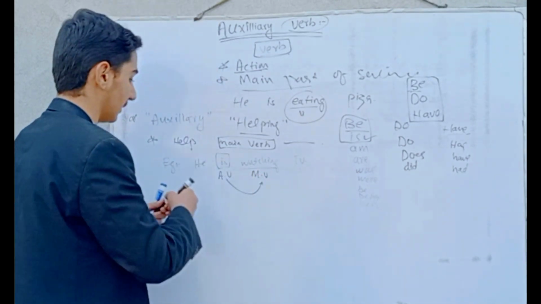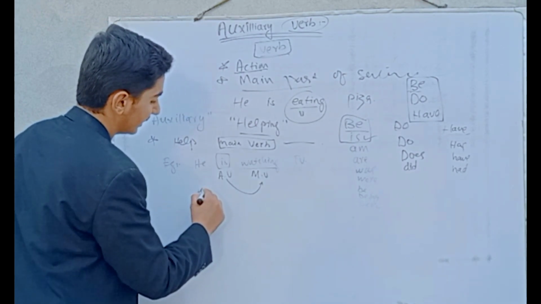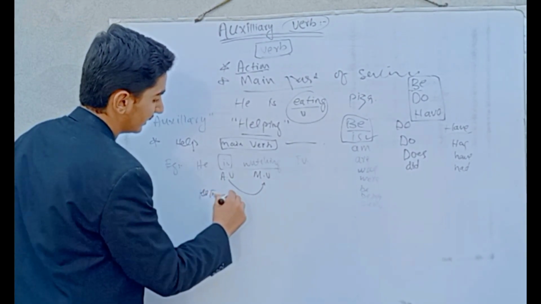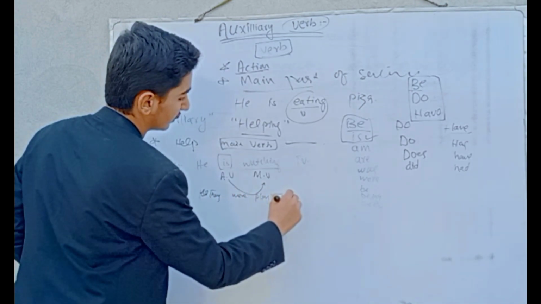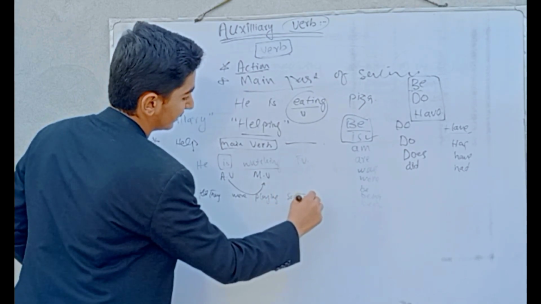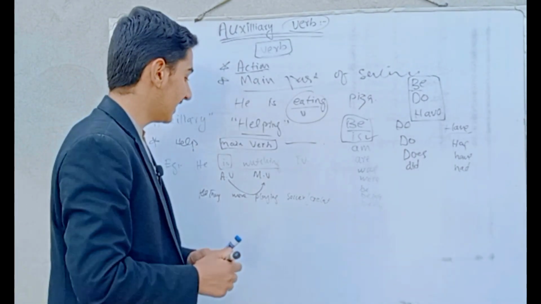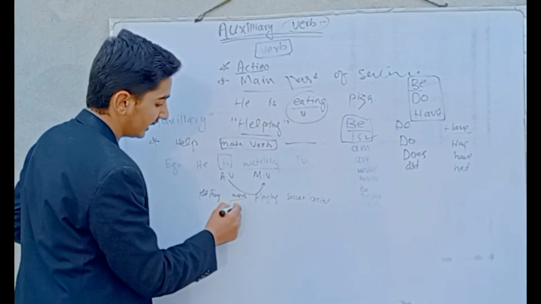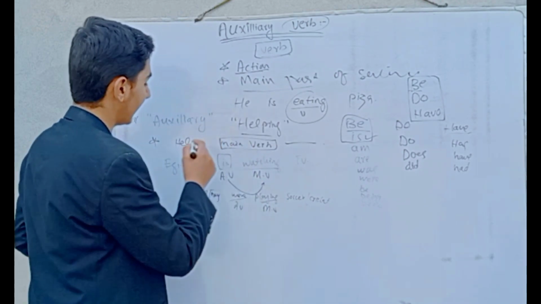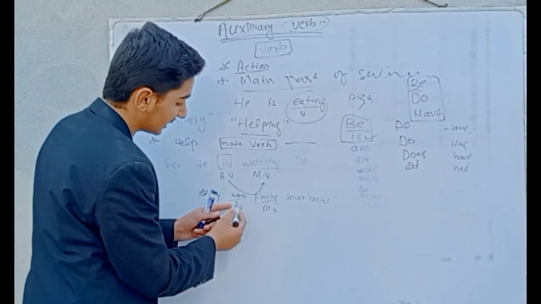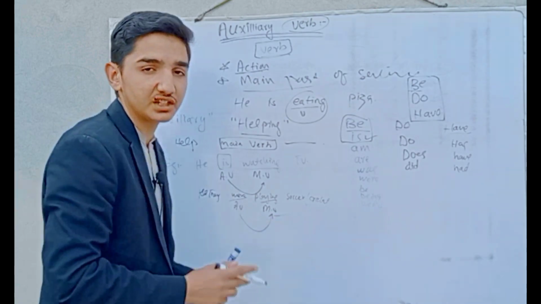Now let me give you another example: they were playing soccer or cricket. They were playing cricket. Here in this sentence, were is the auxiliary verb, and playing is the main verb, and the auxiliary verb helps the main verb. So here this auxiliary verb is helping the main verb to complete the sentence meaningfully.